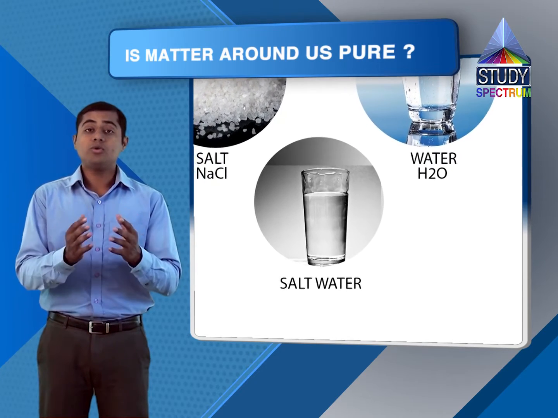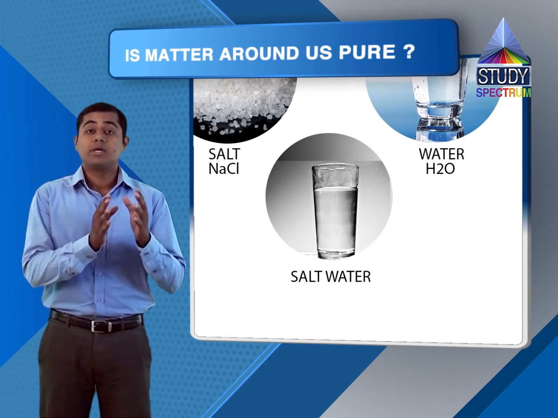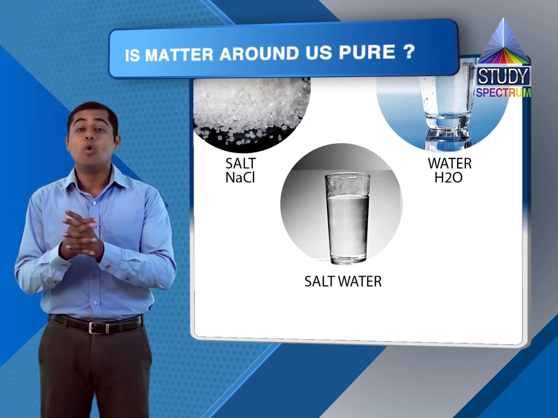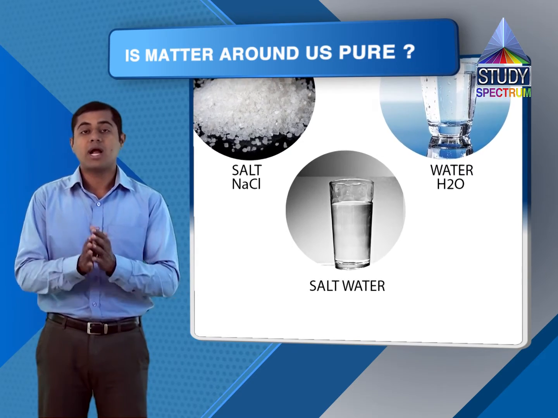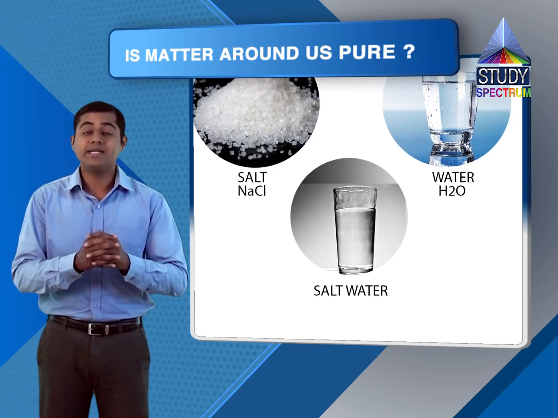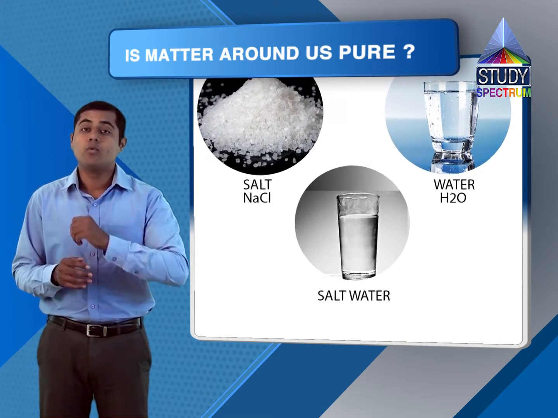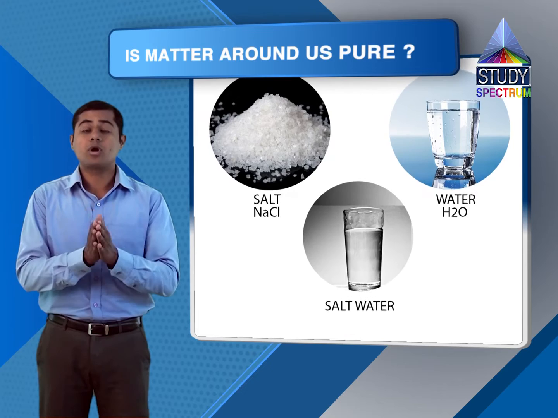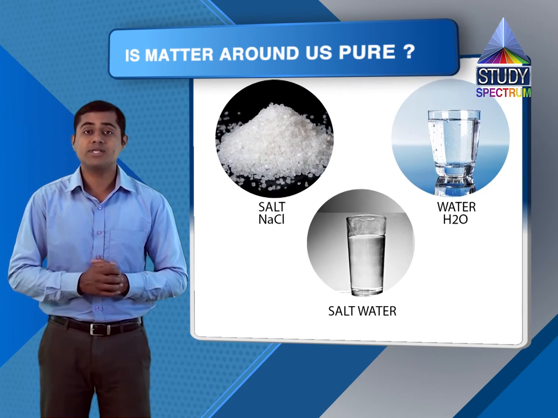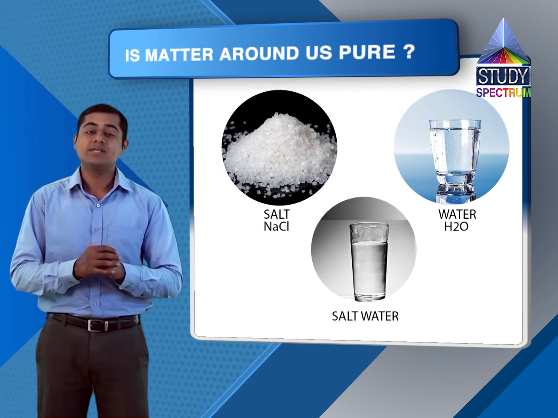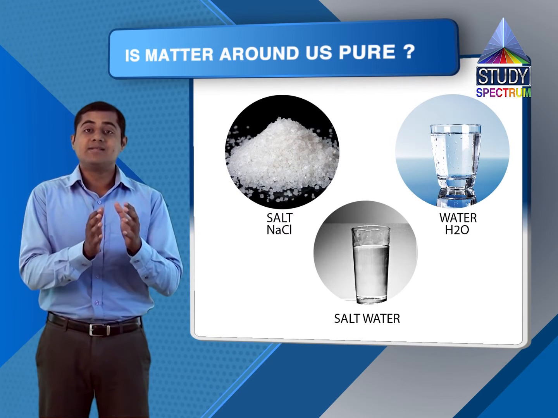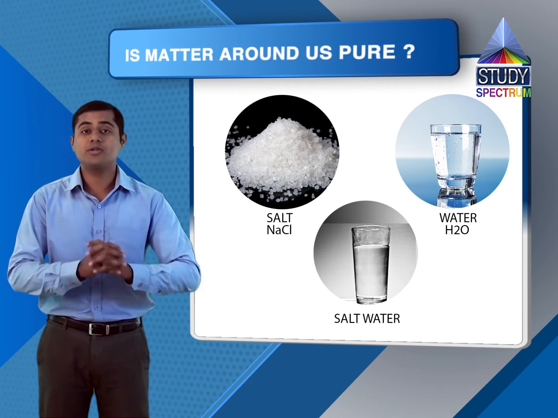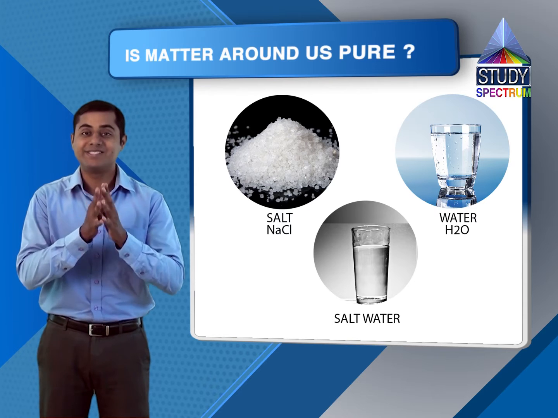Water, we all know, is made up of hydrogen and oxygen, H2O. Two atoms of hydrogen and one atom of oxygen combine to make the molecule of water. Now, can we separate hydrogen and oxygen from the water with the help of any physical process? No. That means water is a pure substance. Salt is a pure substance. A mixture of such two pure substances is called a mixture.